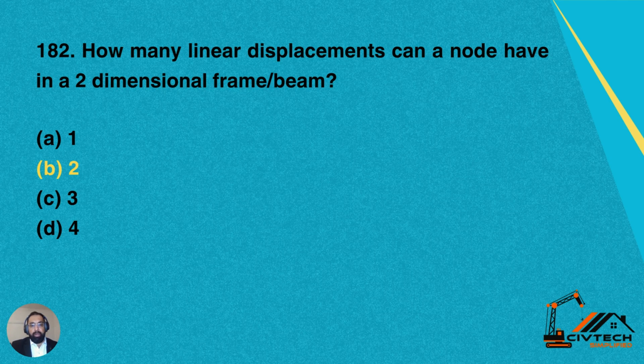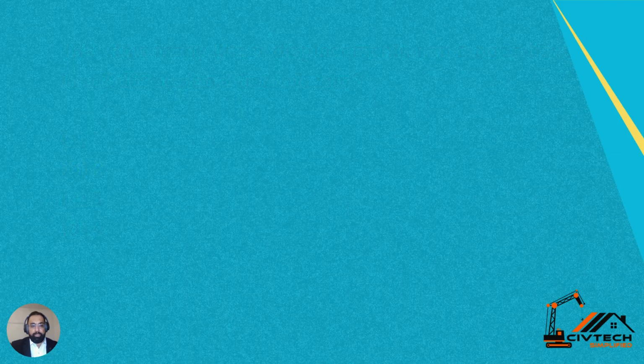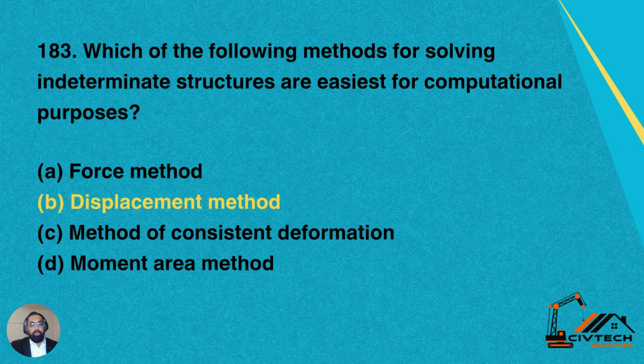Question 182. How many linear displacements can a node have in a two-dimensional frame or beam? Yeah, of course, it's 2. Option A is 1. Option B is 2. Option C is 3. Option D is 4. So in case of two-dimensional frame or beam, there are two linear displacements.